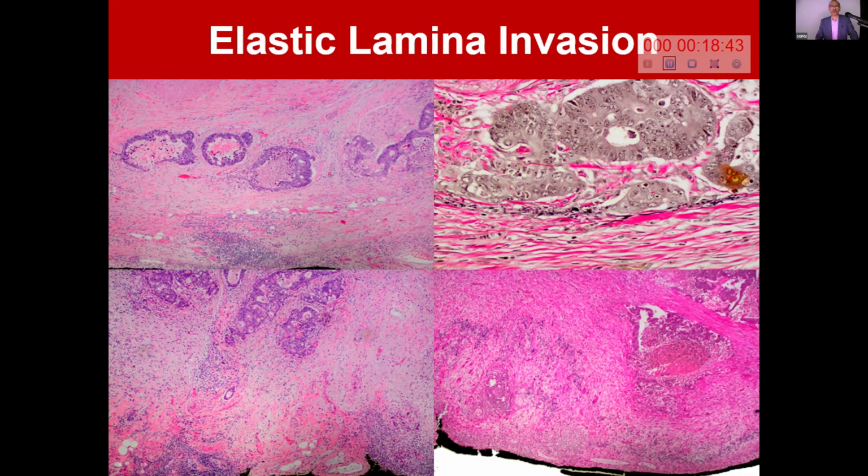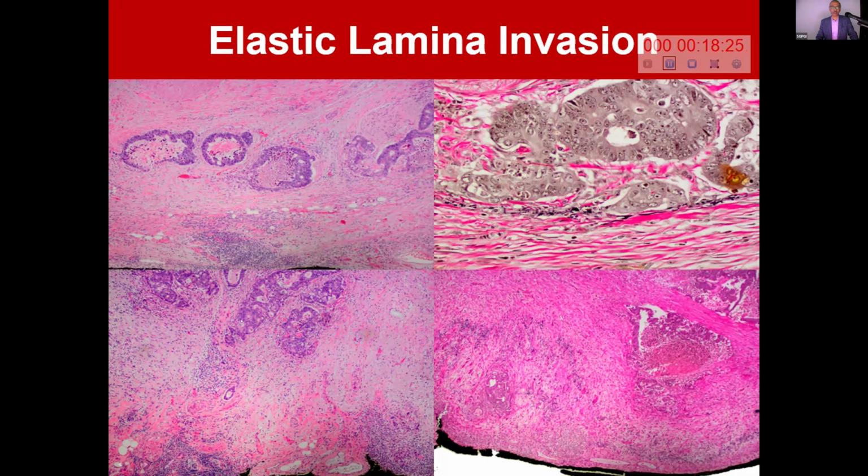So this is a tumor that looks like it has nothing to do with the peritoneum. You do an elastin stain, you can see that it's actually sitting right at the elastic lamina of the peritoneum, but it has a lot of fibroinflammatory response that makes it look spuriously as if it's far away.